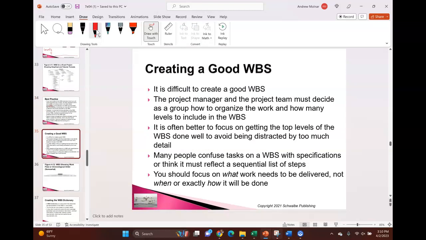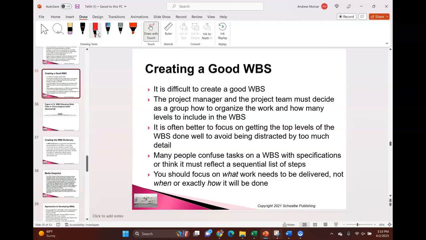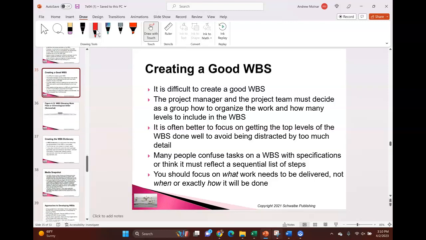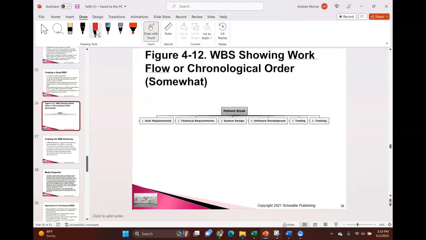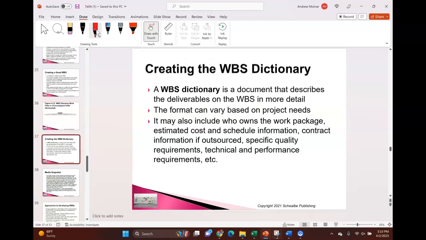So creating a good work breakdown structure, here are some rules to that. Just make it look hierarchical. An org chart is one example of that along the way. Here's one for that kiosk item. Again, no need to go through it.